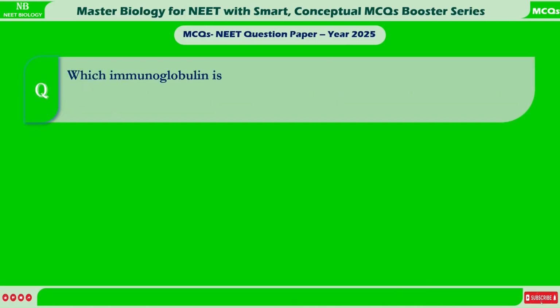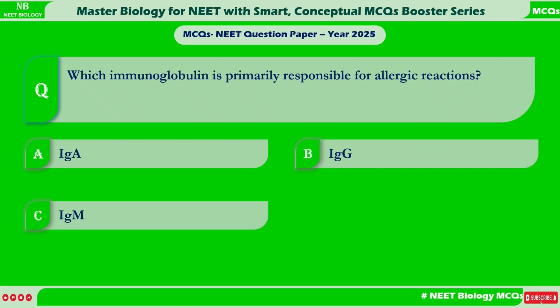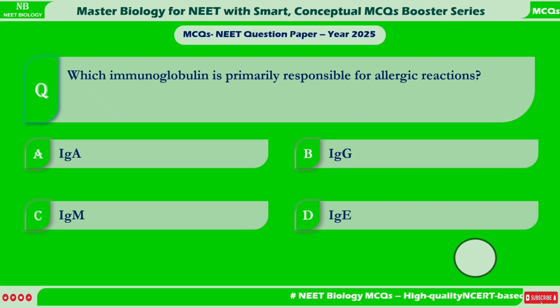Which immunoglobulin is primarily responsible for allergic reactions? A. IgA. B. IgG. C. IgM. D. IgE.